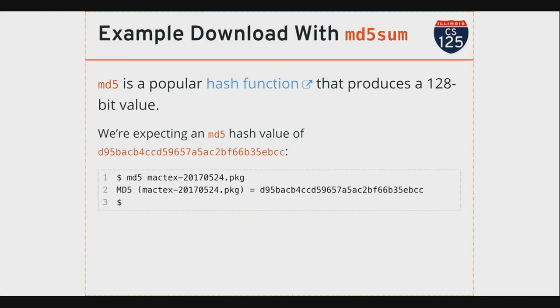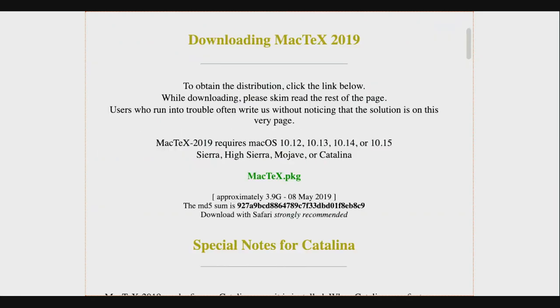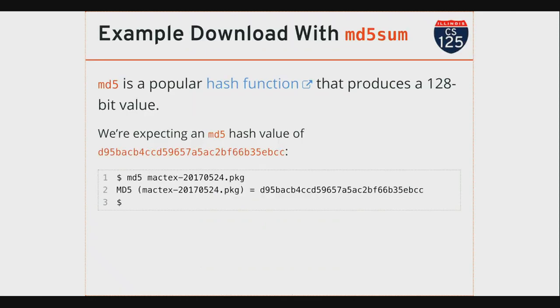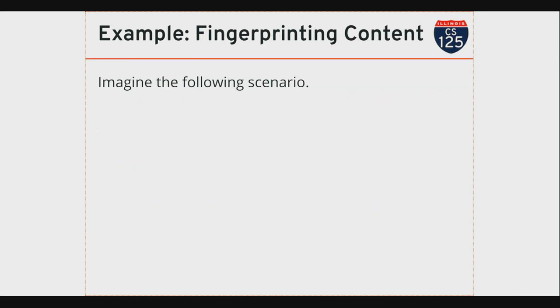So again, MD5 is, and I can do this. So here's an example of me just doing this on my own computer. Actually, this is a new version of MacTeX. This is from 2018 or something. At the time, we were expecting this MD5 hash value. I ran the MD5 program, I told it to hash the contents of this big package that I just downloaded that I don't want to download again, and it gives me a result.